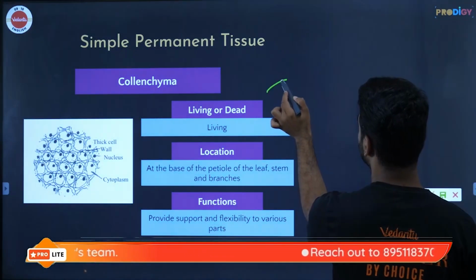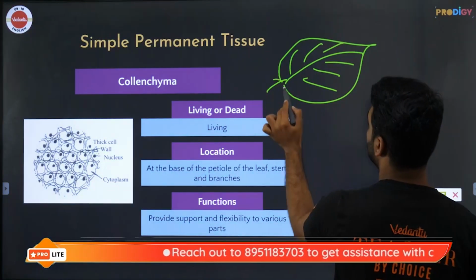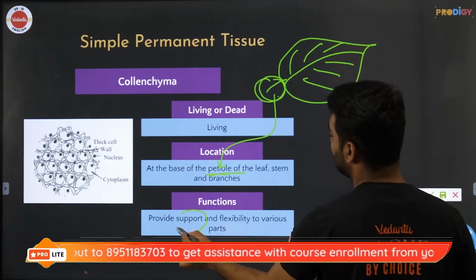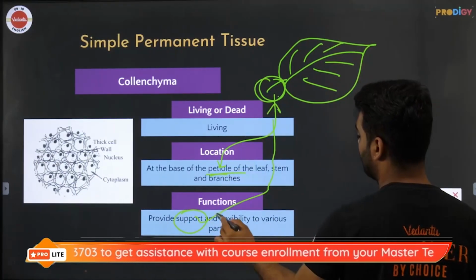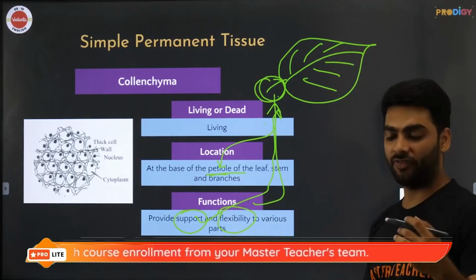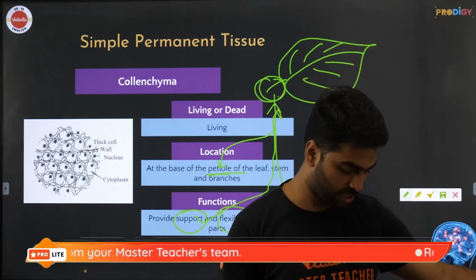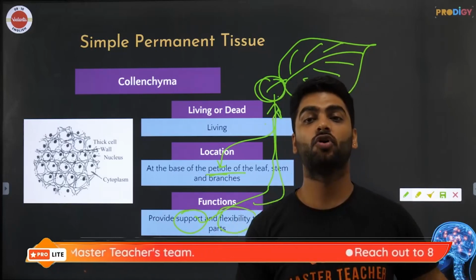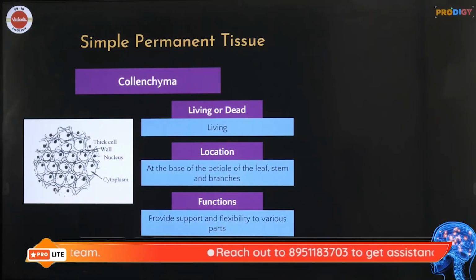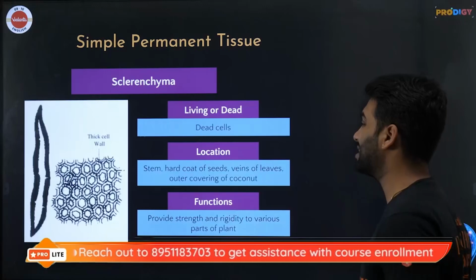This is how a leaf looks like. This part is the petiole. So it is something that gives support, and it is also something that gives flexibility. So even if you remember the location of Collenchyma, or where Collenchyma is found, you'll be able to easily tell about its function. So the function of the Collenchyma is to provide support. Now, we move on to the next one, that is Sclerenchyma.